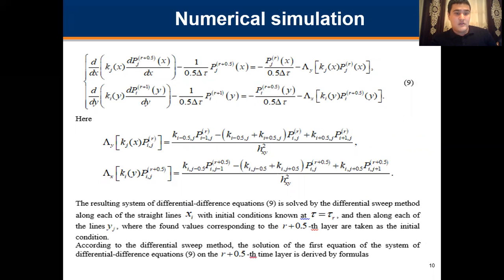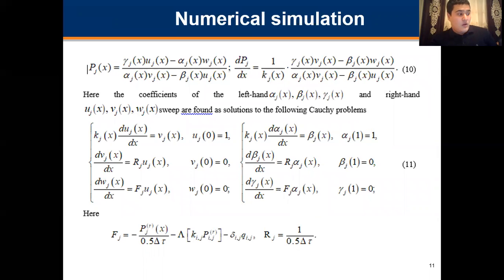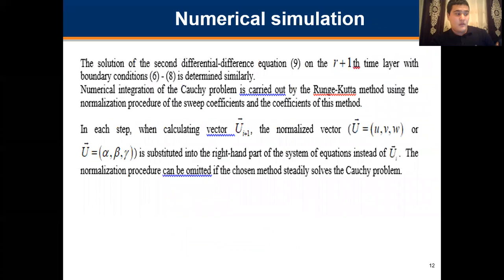Here the coefficients of the left-hand and right-hand sweep are found as solutions to the following Cauchy problems. Numerical integration of the Cauchy problem is carried out by the Runge-Kutta method using the normalization procedure of the sweep coefficients and the coefficient of this method.